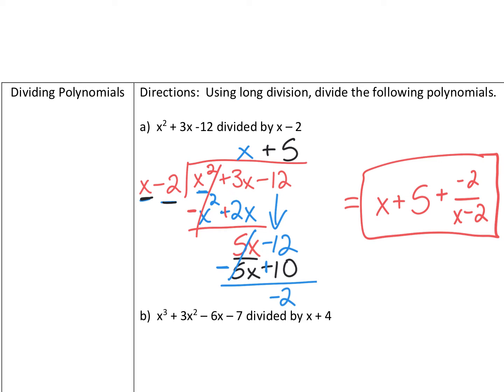If you have a remainder of 0, you don't need to write a remainder. You don't need to write plus 0 on anything. But if you have a remainder that is not 0, you have to do that. Any questions on this?